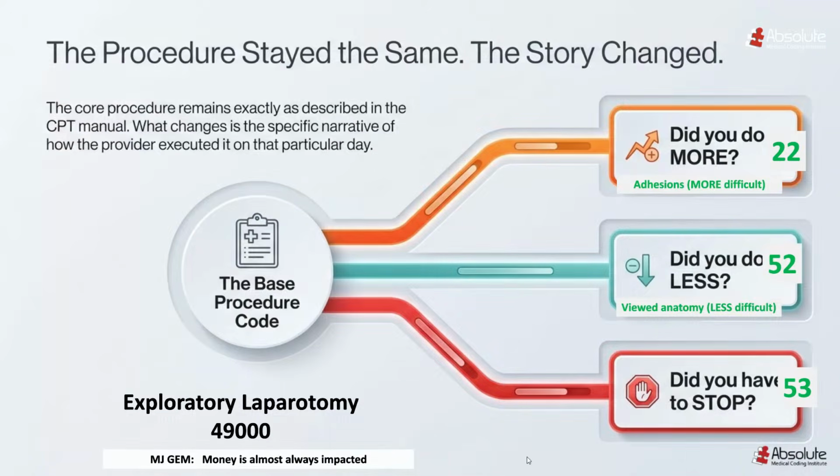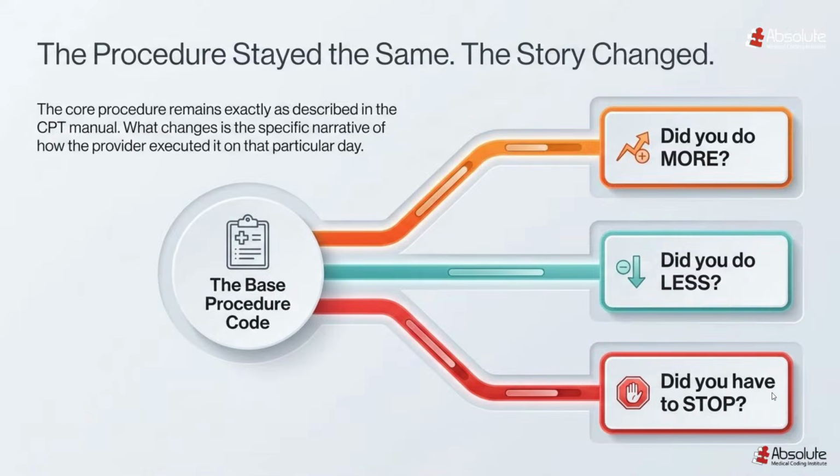All right. But the thing that you should always remember is that the money is almost always impacted when you use these 3 modifiers. When you use modifier 22, that provider is going to get more money. You use modifier 52, that provider is going to get less money. Modifier 53, probably nothing. Probably. And sometimes they will. Let me correct myself. If they put 53 on there, they're going to get some, but not as much, right? We have to pay for the doctor's time.